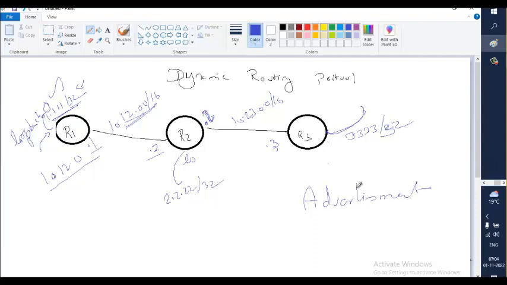Advertisement makes these routers learn others' networks. For example, router 3 will advertise saying, I got 3.3.3.3/32. And router 2 will learn it. Now router 2 will advertise saying, I got 2.2.2.2. I also got 3.3.3.3, which I learned. I also got 10.23.0.0/16. And router 1 will now learn about those networks. So they all talk to each other.